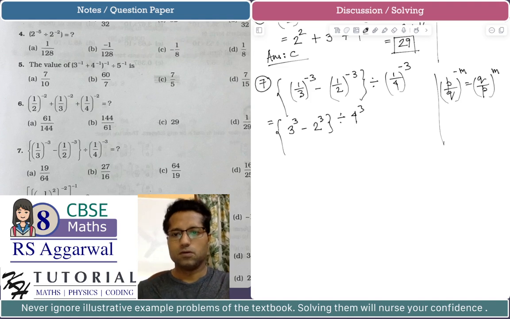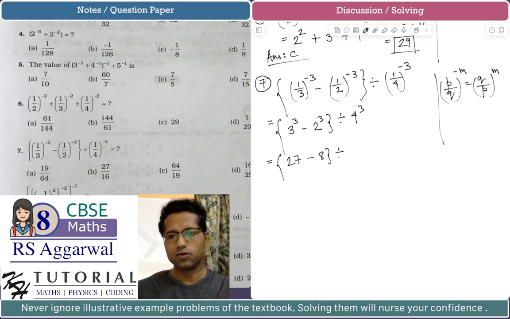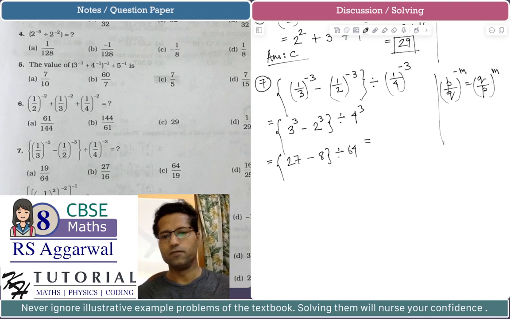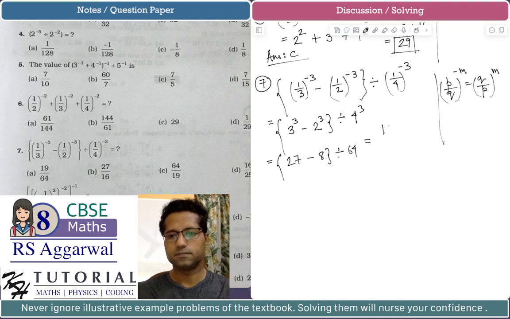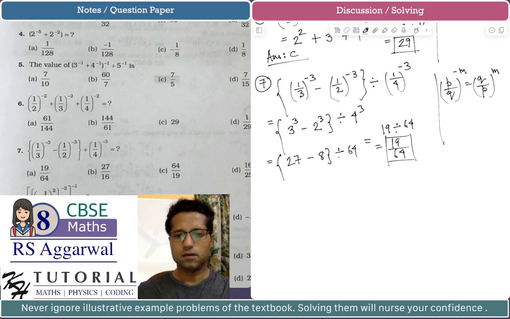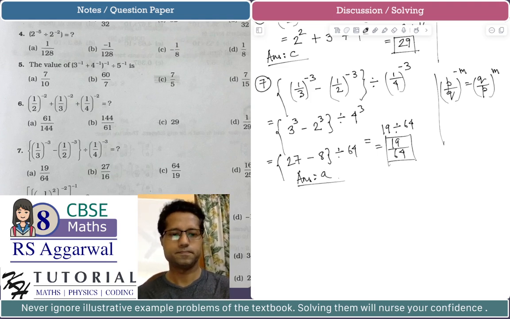Okay, so now the bracket becomes 3 cube, which is 27, minus 2 cube, which is 8, divided by 4 cube, which is 64. So this is 27 minus 8, which is 19, divided by 64. This is equal to 19 divided by 64. So 19 by 64 is the value, and the correct choice is A. Okay.